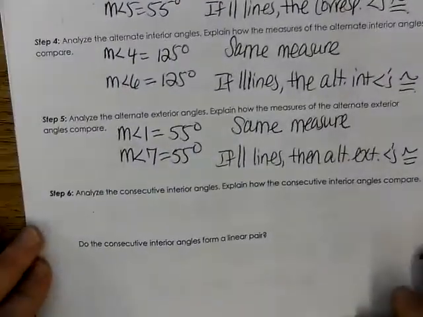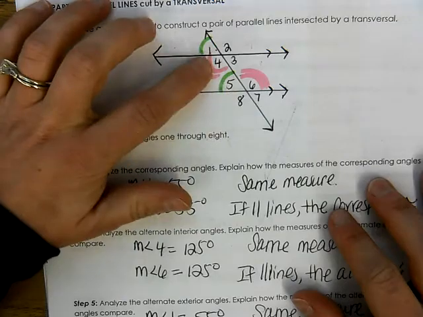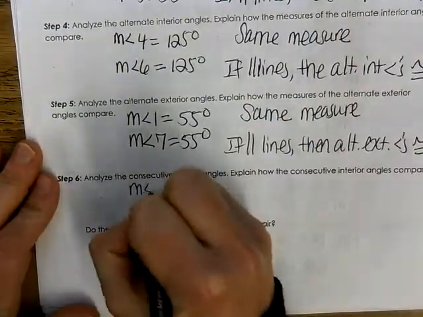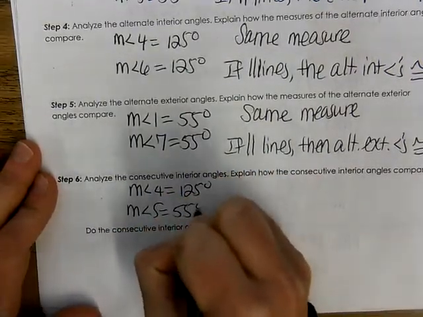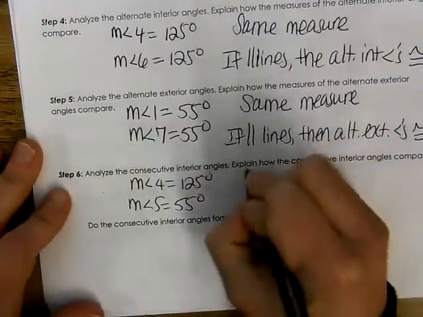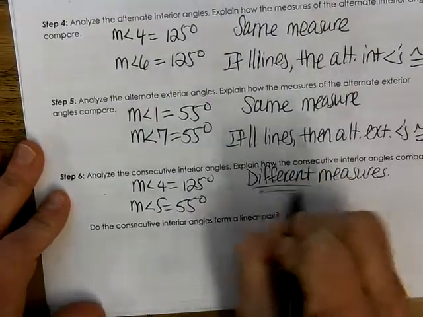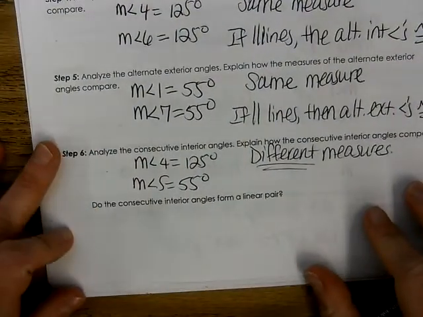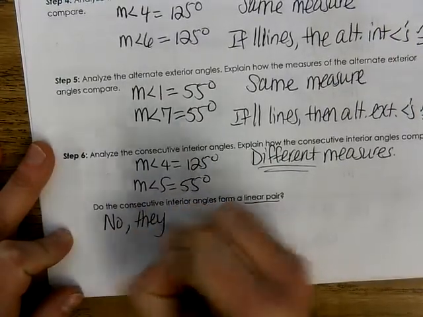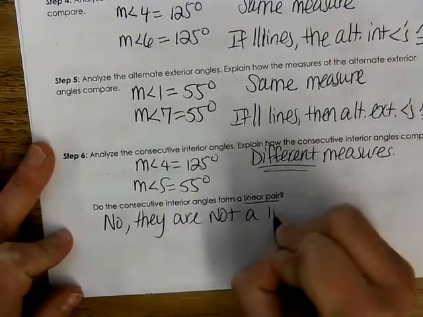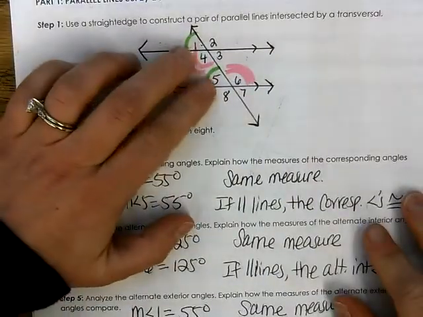So now we're going to analyze consecutive interior angles. The consecutive interior angles I worked with last time were angle 4 and angle 5. I know that the measure of angle 4 is equal to 125 degrees, and the measure of angle 5 equals 55 degrees. Explain how they compare. Well, they are different measures. They are not congruent. Now, do consecutive interior angles form a linear pair? No, they're still not a linear pair, because together they do not form a line, they're just adjacent angles.